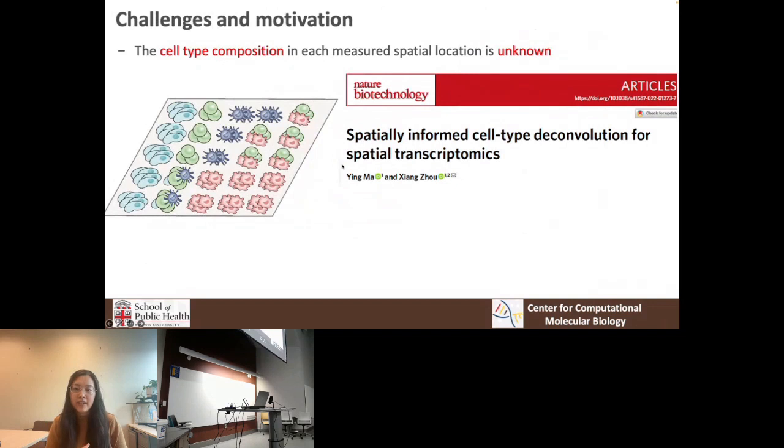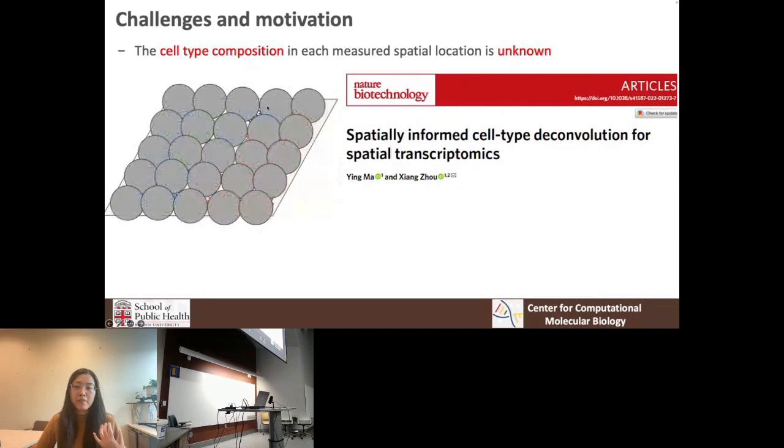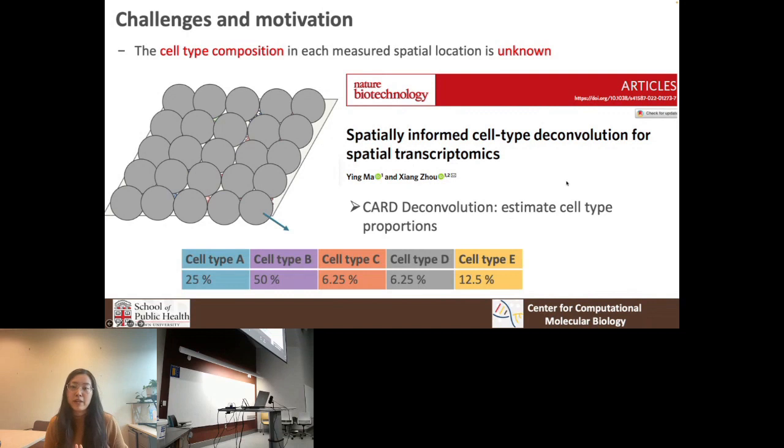Once we have this kind of data, for these 10x Visium sequencing-based technologies, there are several challenges due to technical limitations. The first challenge is that the transcripts captured at each spot contain a mixture of cells, and the cell type composition in each measured spatial location is unknown. We only observe the count data. So we previously developed a method called CARD to perform spatially informed cell type deconvolution for spatial transcriptomics.